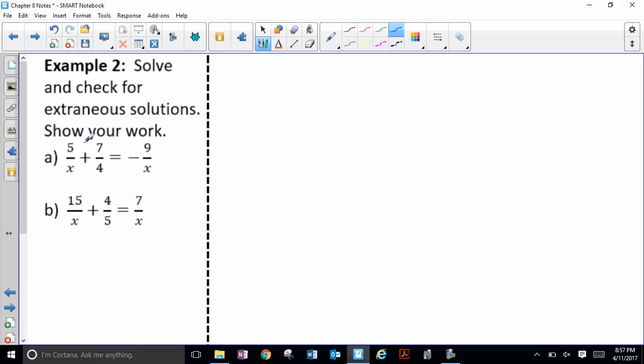So notice we have two fractions on one side of the equation and a fraction on the other side. So we can't cross multiply to solve. So this is where you do the steps. So step 1 is to find the LCD. We look at 4 and the x's. So your LCD is 4x. All right, so let me rewrite this.